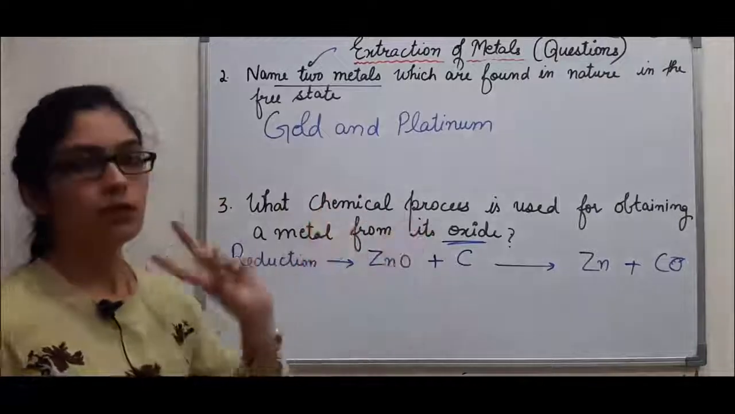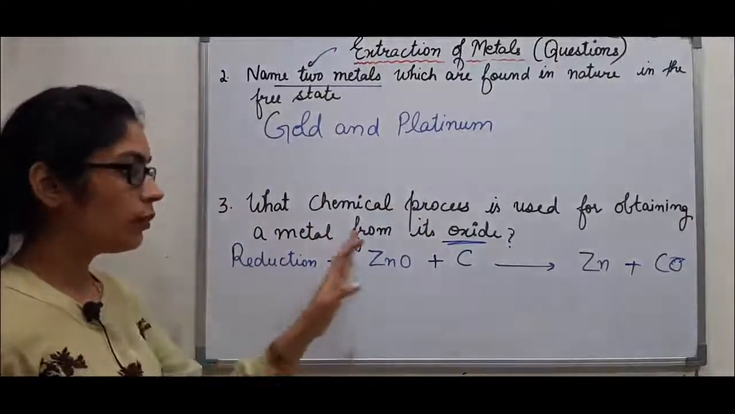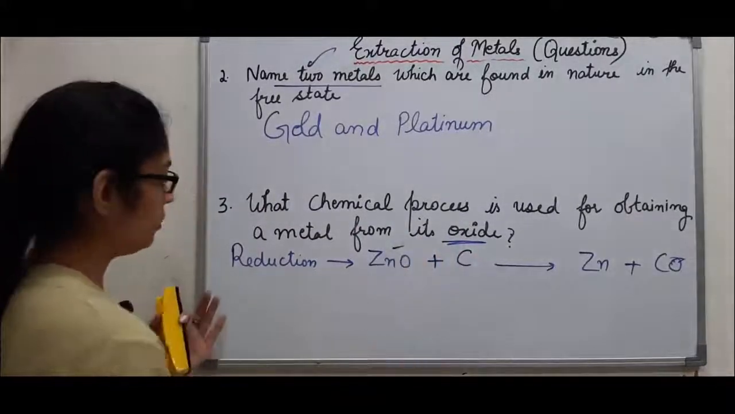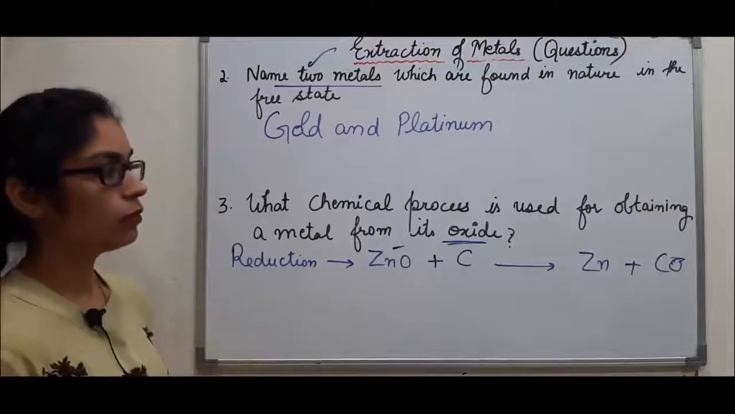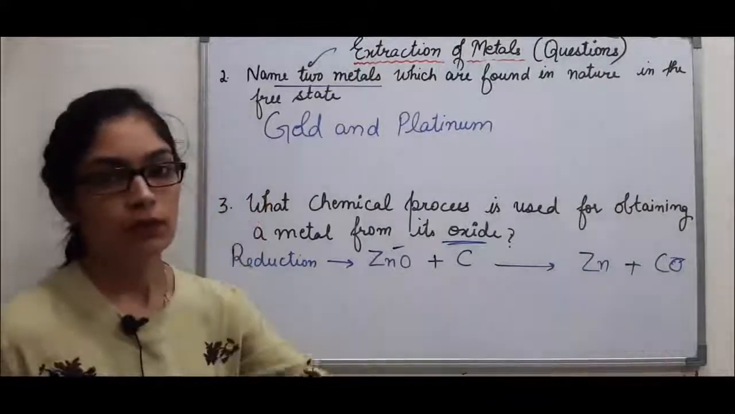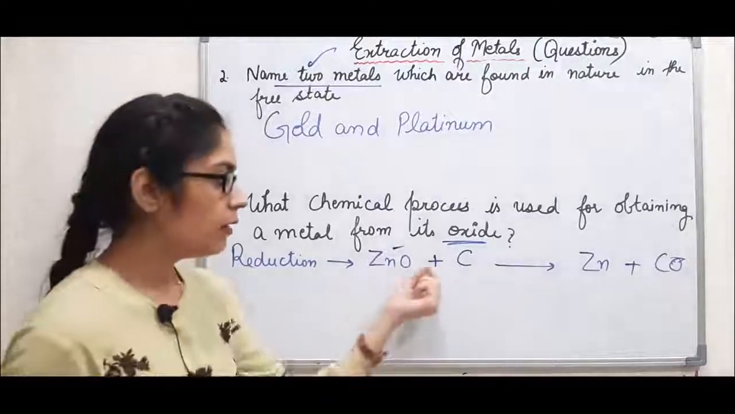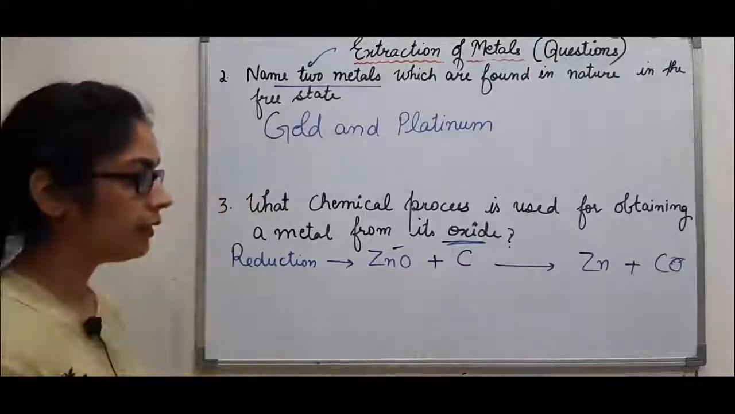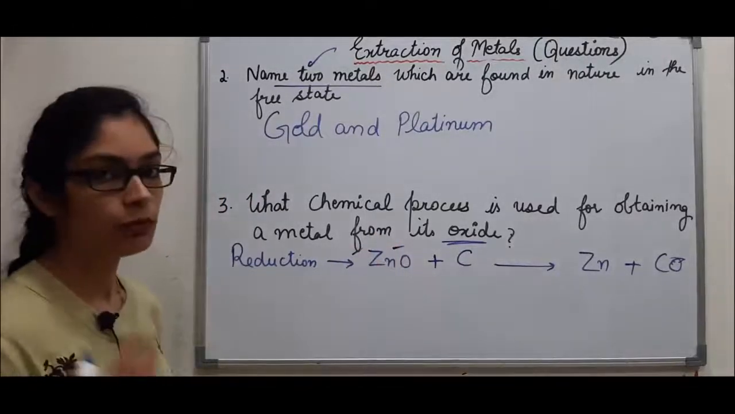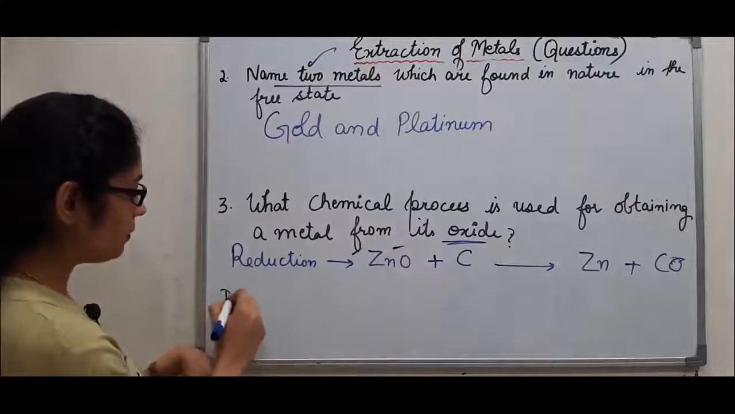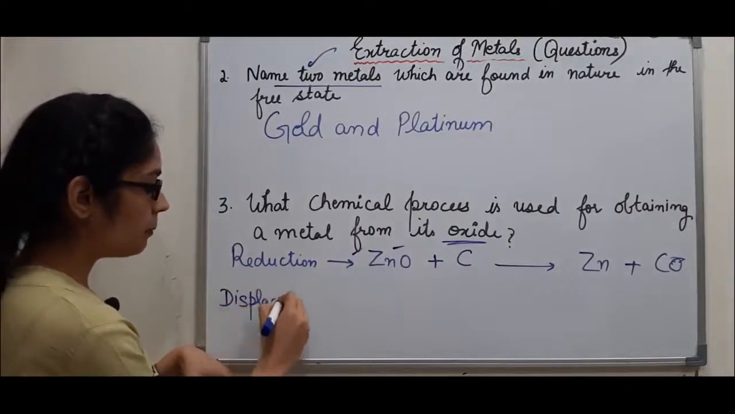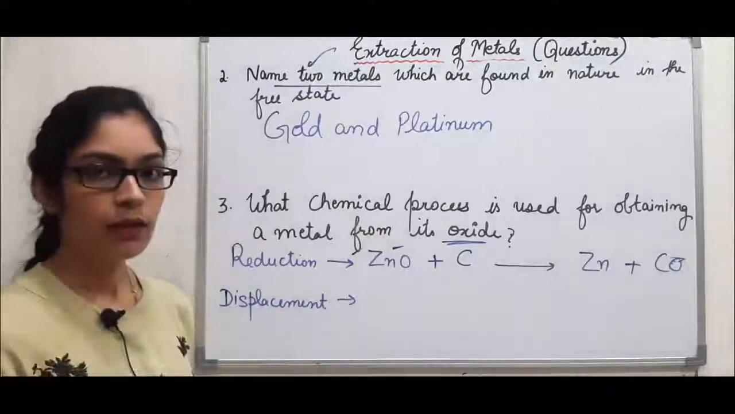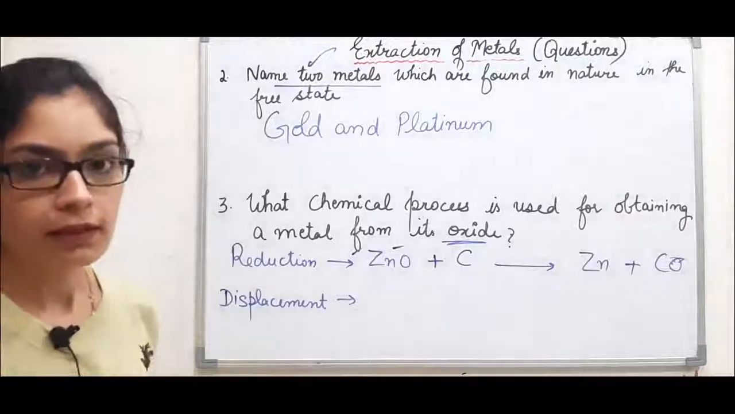So the first of the two chemical processes is the reduction process, in which we are using the reducing agent carbon. Since an oxide is mentioned, you can write zinc oxide plus carbon gives zinc plus carbon monoxide. You have to write the full reaction along with the states, and balance the chemical reaction also. Here I am not completing it, but you have to complete it. And the second one is the displacement reaction, because if you remember, in a displacement reaction also, from the metal oxide we obtain the pure metal.